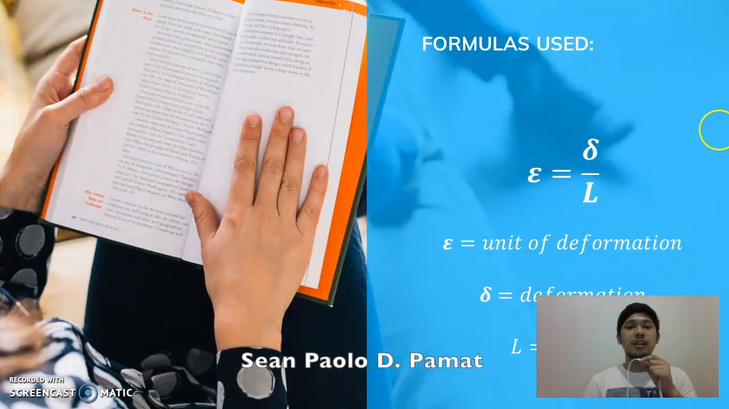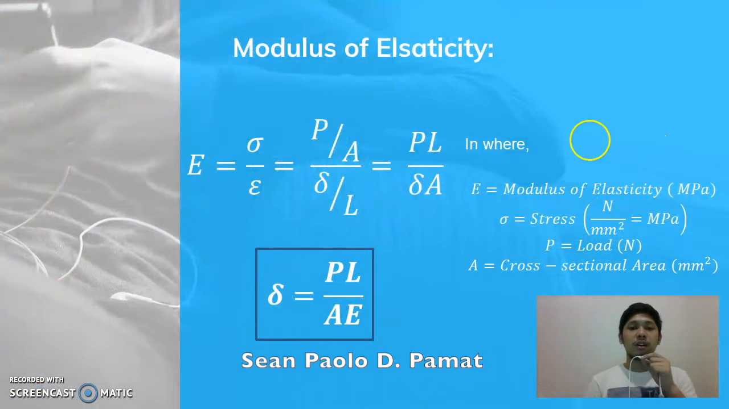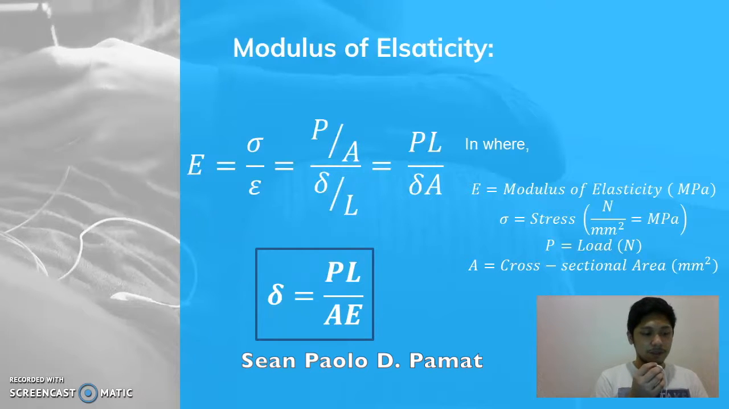Just like simple strain, these formulas are used in statically indeterminate sections. The unit of deformation is equal to the deformation all over the length. Another formula used is the modulus of elasticity. Modulus of elasticity is equal to the stress all over the unit of deformation. Modulus of elasticity is also equal to the quotient of load all over the cross-sectional area, all over the deformation divided by the length.